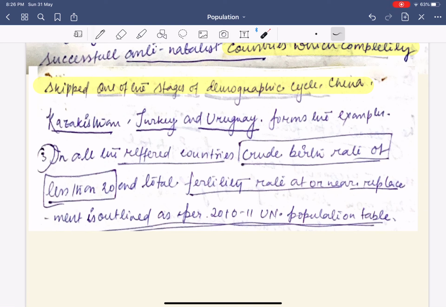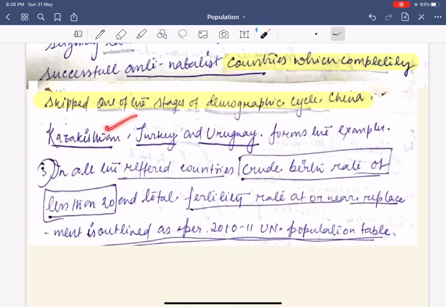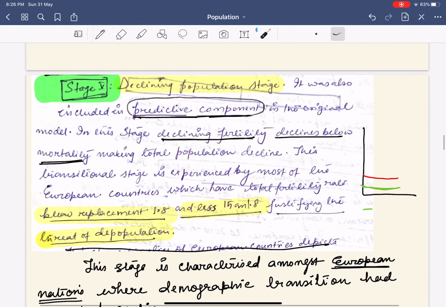Hence, apart from China, we have Kazakhstan, Turkey, and Uruguay that have done so. Let's move on to stage five. Stage five is nothing but the declining population stage. It was also included as a predictive component in the original model. In this stage, fertility declines below mortality, making the total population decline.